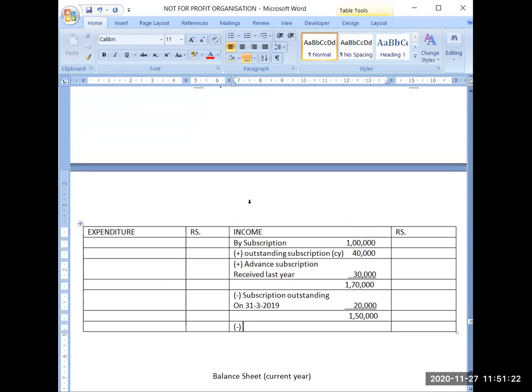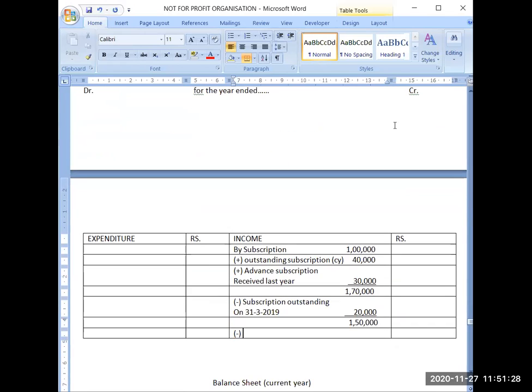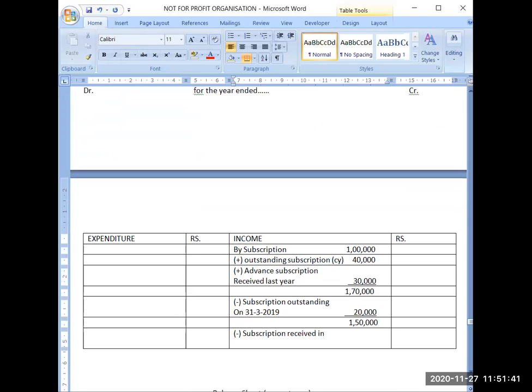Now we will subtract the subscription received in advance in the current year, that is 20,000.